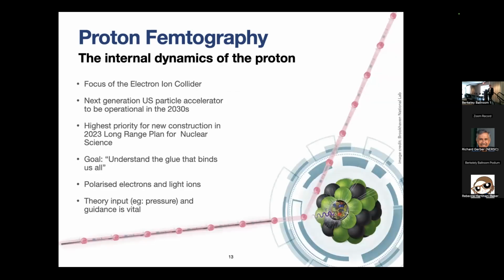So understanding this structure is really a central goal of a big new facility in experimental nuclear physics. This is the Electron-Ion Collider that will be built at Brookhaven National Lab and operational in the 2030s. And this is the highest priority from the 2023 long-range plan in nuclear science. And it's really designed to understand the structure of the proton and nuclei in unprecedented detail. And theory input, such as the calculations of those pressure distributions, is really important in designing and operating that experiment.